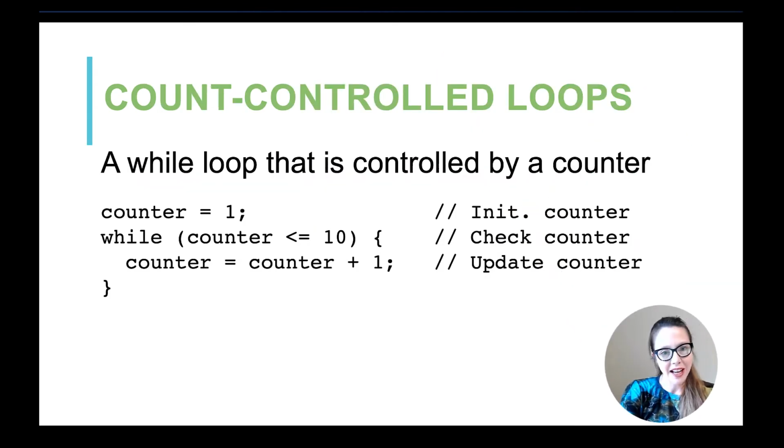That's an example of a count-controlled loop, a while loop that is controlled by some counter. In this simple example, we see that we initialize a counter before we enter the loop, set, in this example, counter equal to 1. Then we do a condition check while counter less than or equal to 10. We check the counter against something and update the counter within the loop. That is a basic example of a count-controlled loop structure.